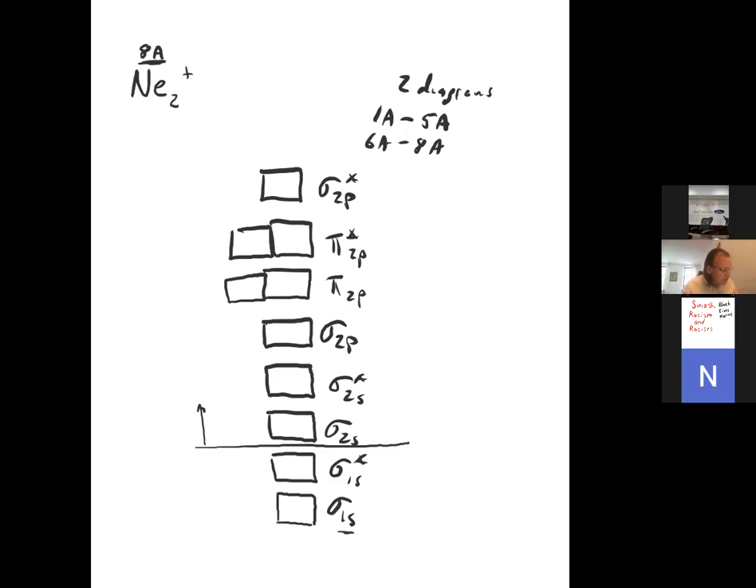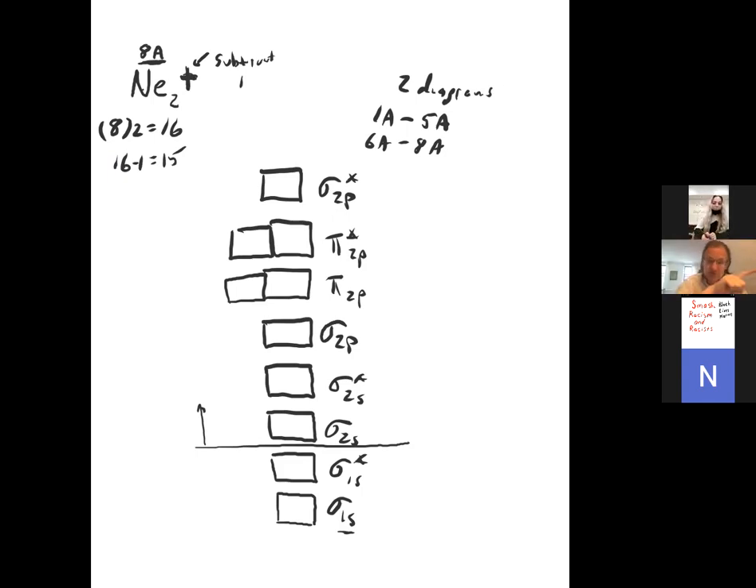So neon is in group 8A, so it has 8 electrons. But there's 2 of them, so that's 16. And then it's a plus. This is a cation, so subtract 1. So it's 16 minus 1, which is 15. So in general, there's 3 things we want to be able to do.